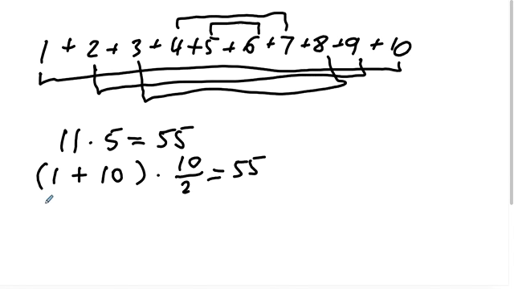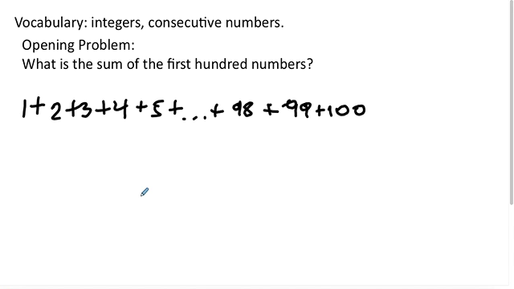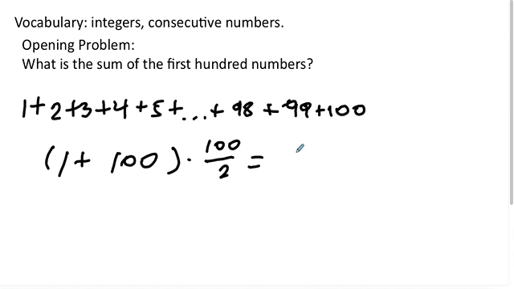Can we make a general rule? What would that be? Our first number plus our last number, and then multiply by n over 2. So let's go back to our problem. What would that be in our case? Our first one is 1, our last one is 100, and then we multiply. How many do we have? 100 divided by 2, so that would equal 5050.